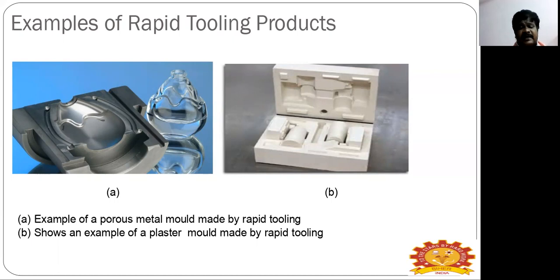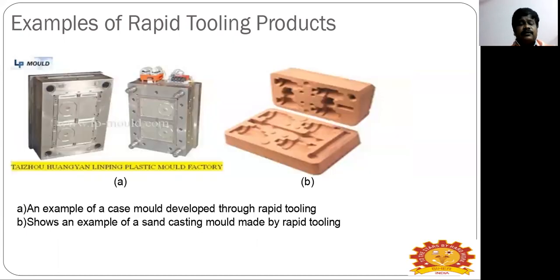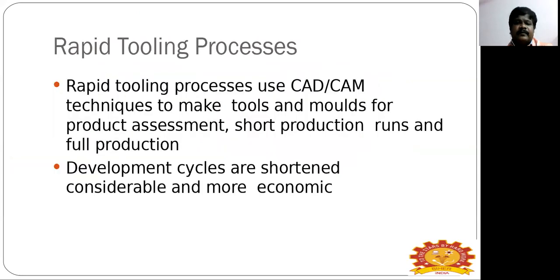So what are the materials we use in rapid tooling? Nylon GFS. Here in rapid tooling, we go for nylon. Here are also some examples of rapid tooling products. The first one is an example of a case mold developed through rapid tooling. The second shows a sand casting mold made by rapid tooling.